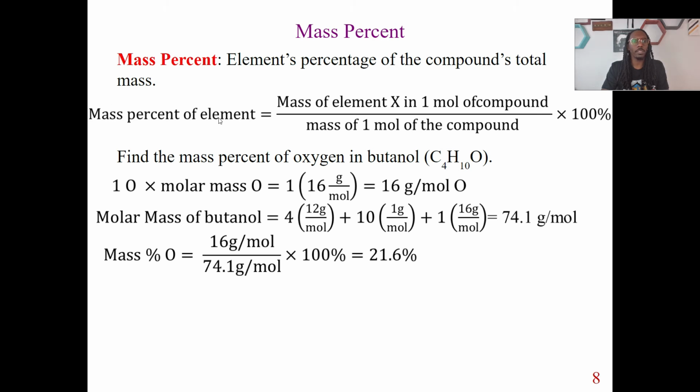So now we can actually use our mass percent equation, which is telling me that the mass of an element X, in this case oxygen, will be on top. So I'm going to put my 16 right here. And then on bottom is the mass of my compound, in this case 74.1. So how do I find the mass percent of oxygen? 16 divided by 74.1 times 100, right? Because we're trying to get a percentage here. So that's going to be 21.6%. All right, and that is the mass percentage of oxygen.